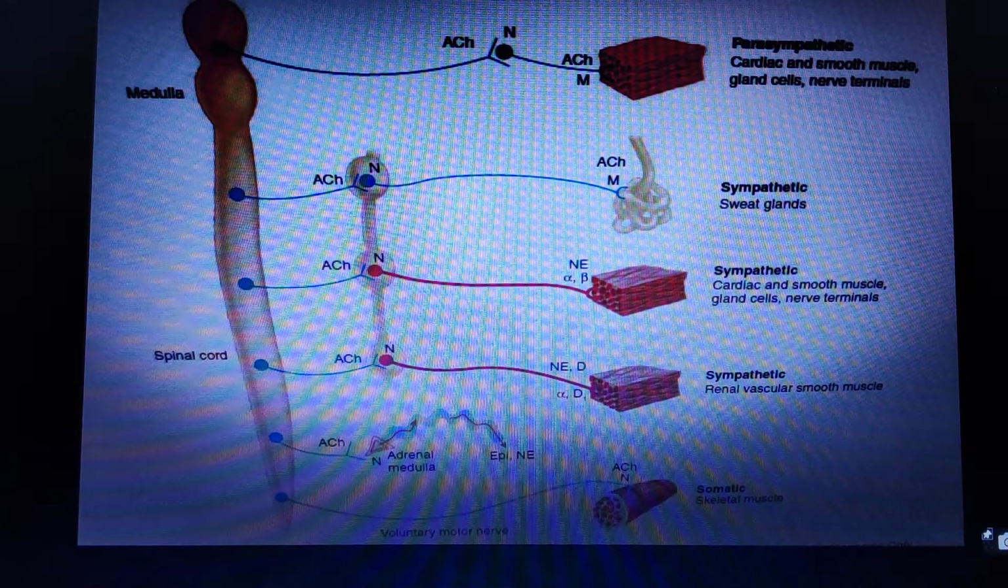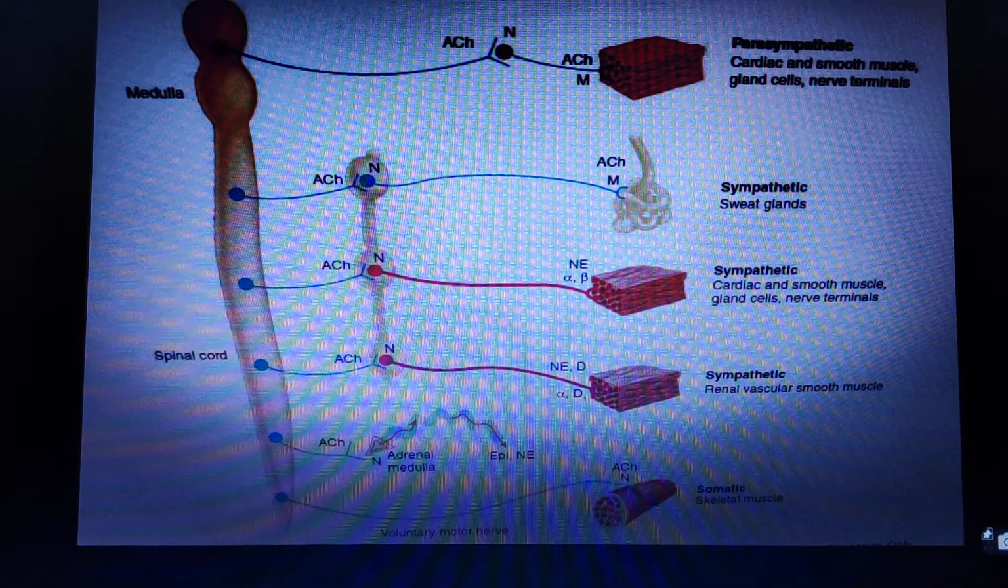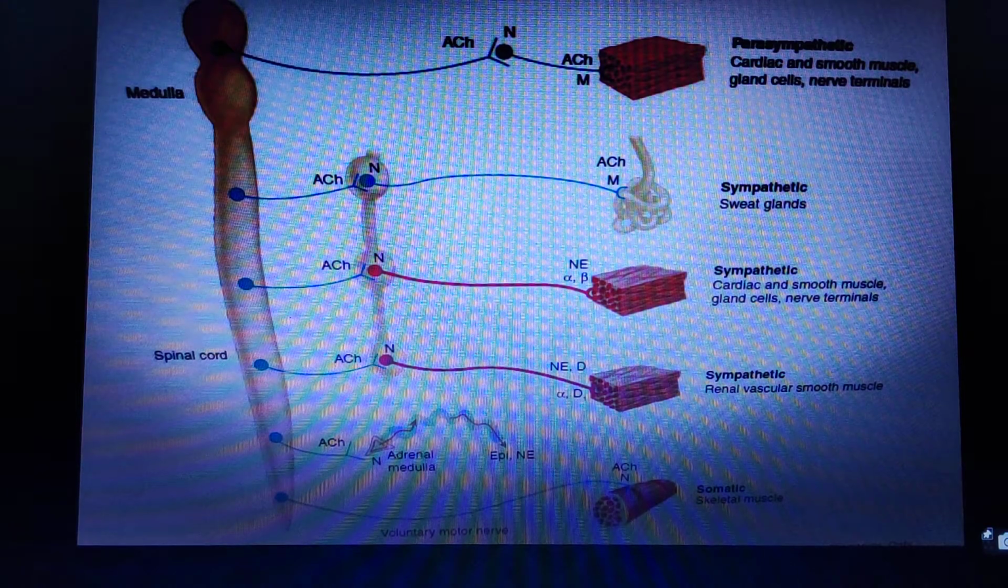So here, broadly speaking, we can say that all the ganglionic or preganglionic nerves release acetylcholine as the neurotransmitter, whether they are sympathetic or parasympathetic. But in the postganglionic nerves, the sympathetic nervous system has noradrenaline and the parasympathetic has acetylcholine. The skeletal muscle at the neuromuscular junction has acetylcholine as a neurotransmitter.